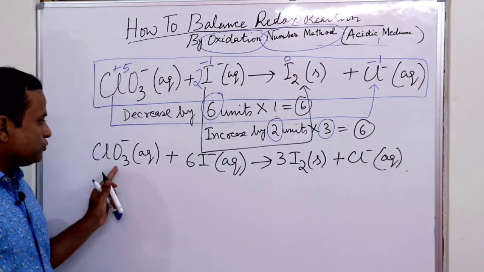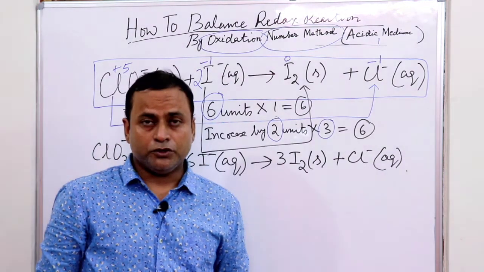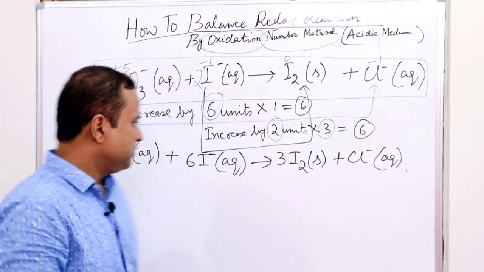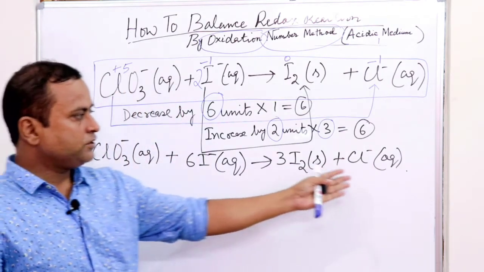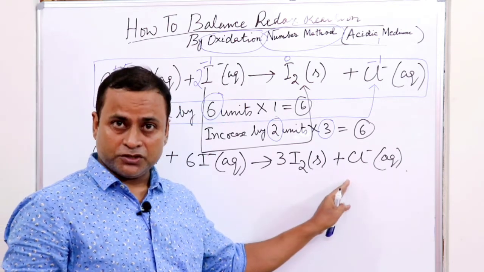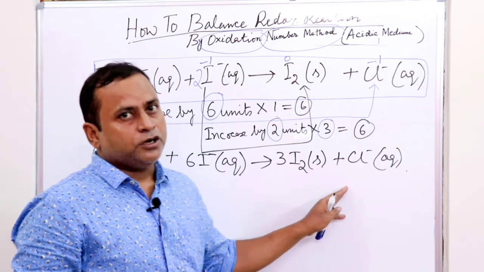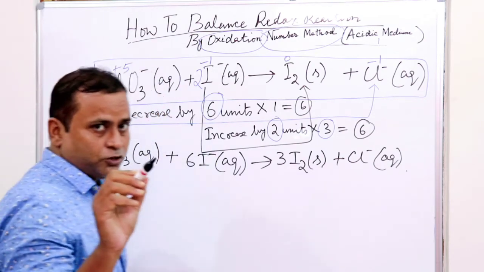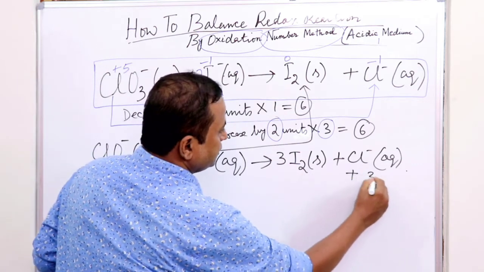Next step, we have to balance oxygen atoms by adding the required number of water molecules on the side deficient in it. So we check, there are 3 oxygen atoms on the left hand side, but on the right hand side there are no oxygen atoms. That means this side is deficient in oxygen. So we have to balance that by adding 3 water molecules, because in 3 water molecules there will be 3 oxygen atoms. So simply we will write it here, 3 water.